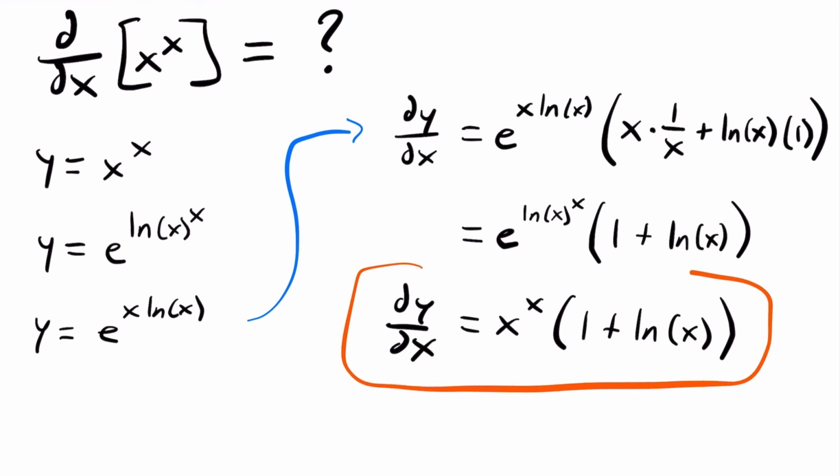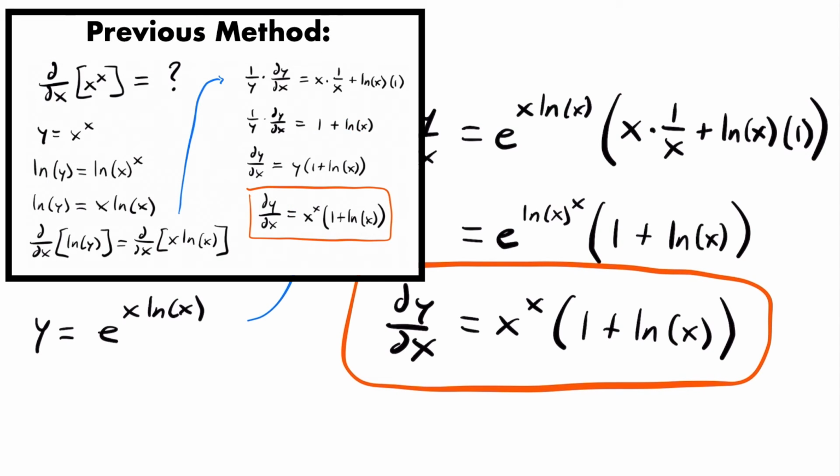And so that's our final answer, and you'll notice we got the same answer from this method as we got from our first method. So whether you use logarithmic differentiation or e and the natural log, you are going to get the same derivative. And that's it.